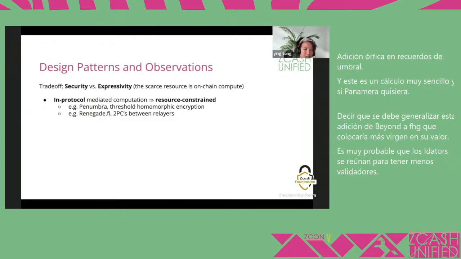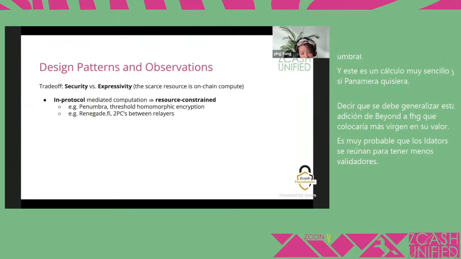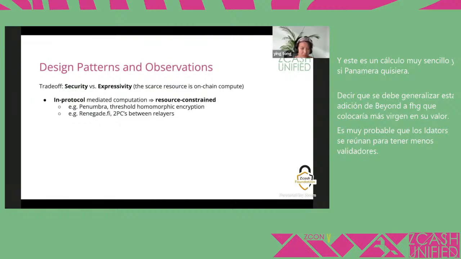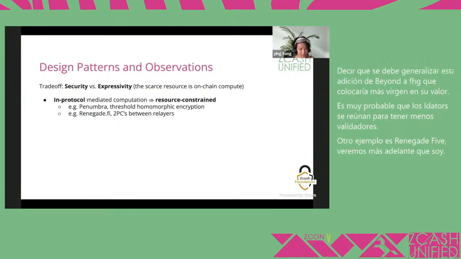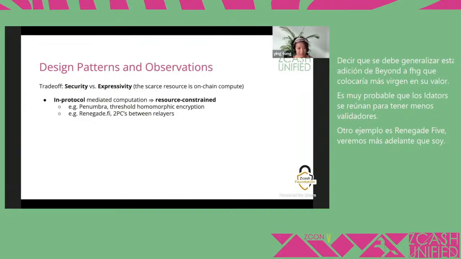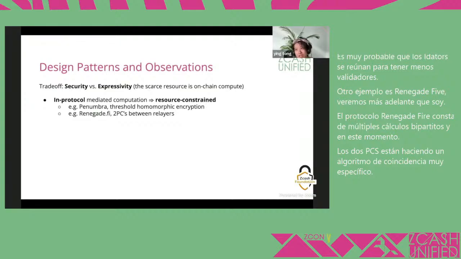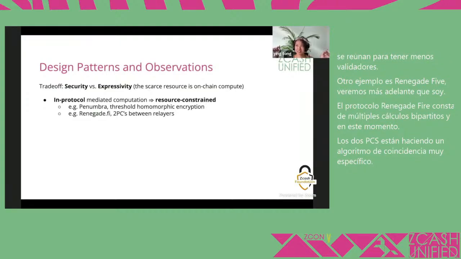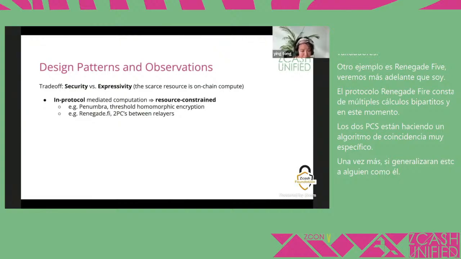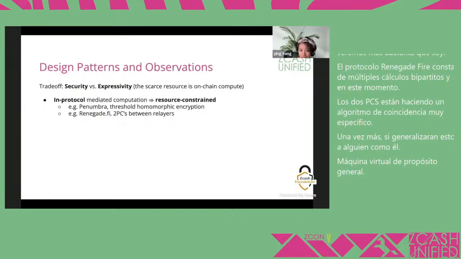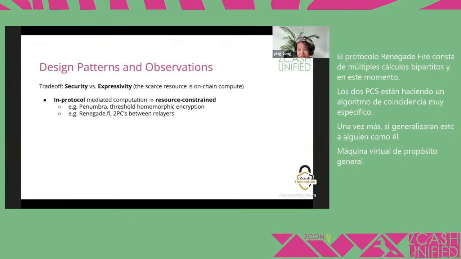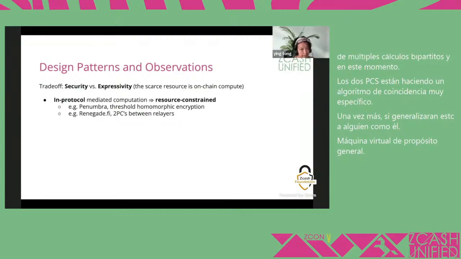Another example is Renegade 5. We'll see later that the Renegade 5 protocol consists of multiple two-party computations. And right now, the 2PCs are doing a very specific matching algorithm. Once again, if they were to generalize this to some general purpose virtual machine, that would be way more expensive for the 2PCs, and they probably have to run those less frequently.